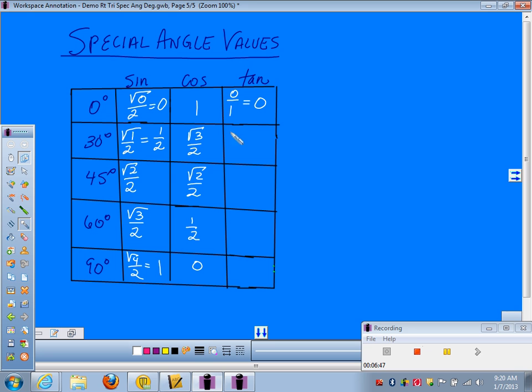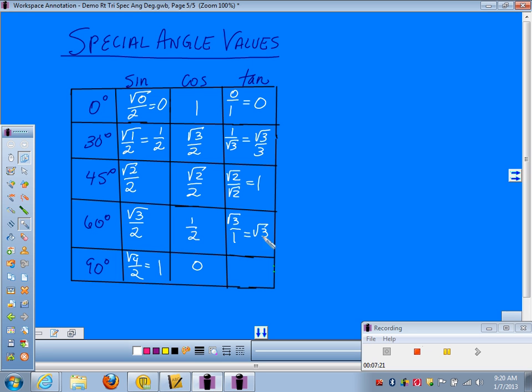The top of 30 degrees, we get a 1. The top of the cosine is a square root of 3. So you get 1 over square root of 3, which they will rationalize to become square root of 3 over 3. 45 degrees, if you take square root of 2 off the top of each one of them, what will you reduce to? 1. 60 degrees, you take the square root of 3 and the 1, so it's just square root of 3.